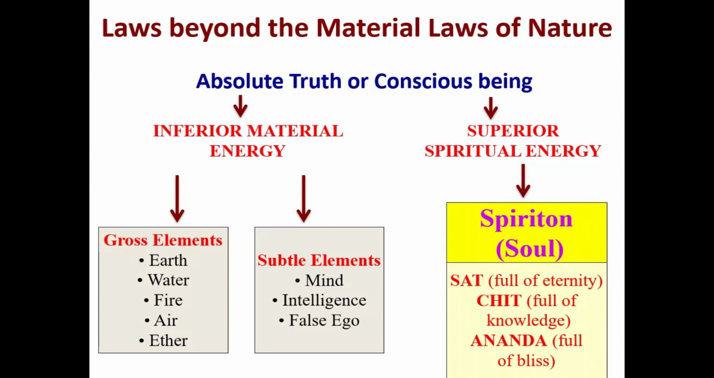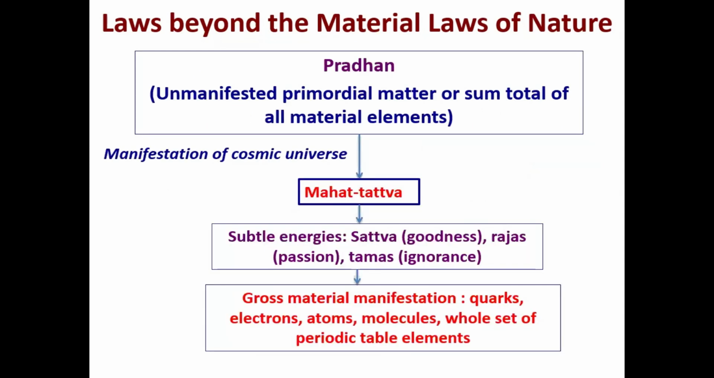So, how are these two related to life? Let's see. The material energy, initially called unmanifested primordial matter, is the sum total of all material elements. That's called Pradhan. And from this Pradhan, the manifestation of the cosmic universe came, that is Mahatattva. And from there, the subtle energies, that is the Sattva, Raja, and Tama gunas, came. And then there is the gross material manifestation, that is the quarks, electrons, atoms, molecules, the whole set of the periodic table of elements. They all came out of this.